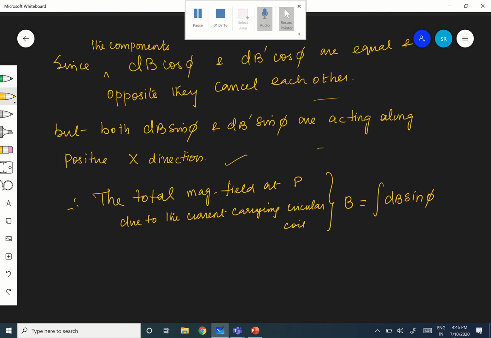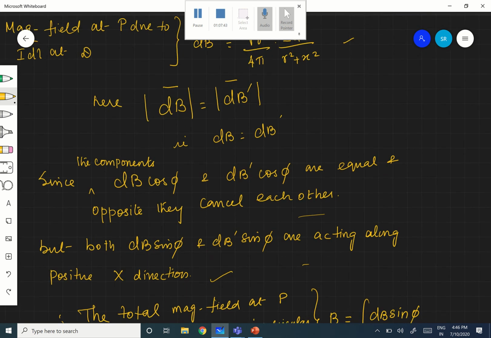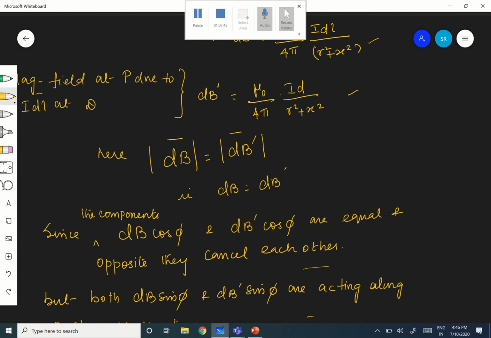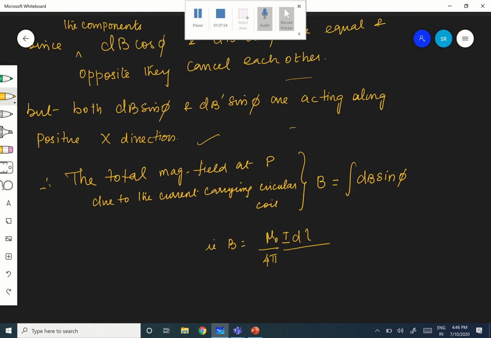And that is B, that is equal to the integral of dB. What is dB here? You see, what is dB? dB is mu naught by 4 pi I dl by r squared plus x squared. The same thing you do here, mu naught by 4 pi I dl by r squared plus x squared.